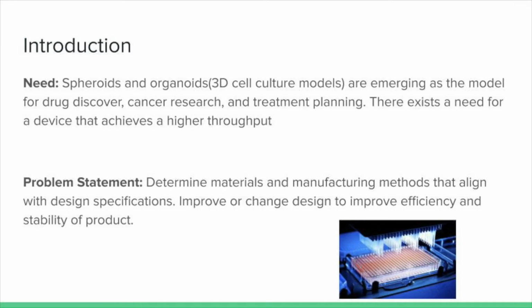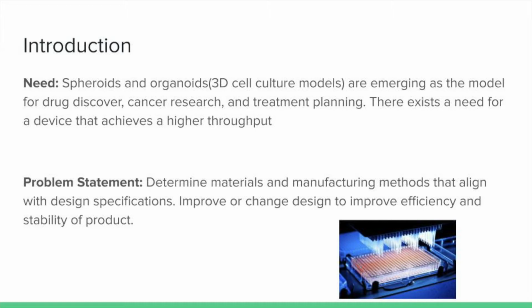A new, more advanced technology has emerged involving analyzing cells in a 3D sense. This allows for drug discovery, cancer research, and treatment planning at a higher level. 3D cell culture models are emerging as they have a much higher throughput than old traditional methods.